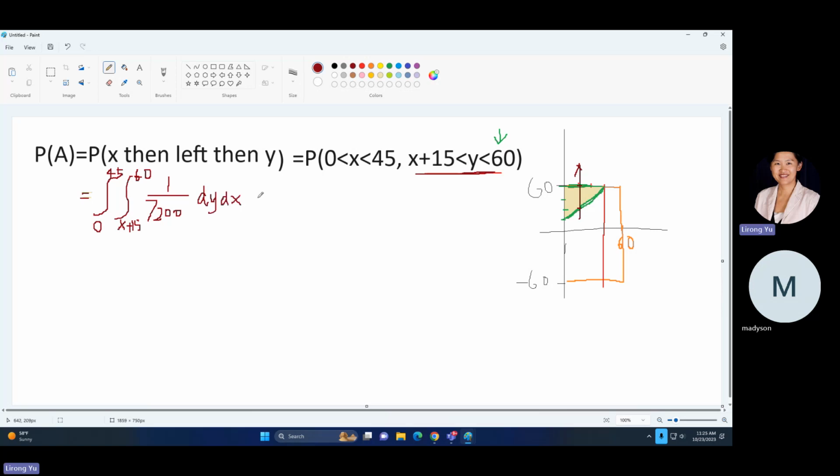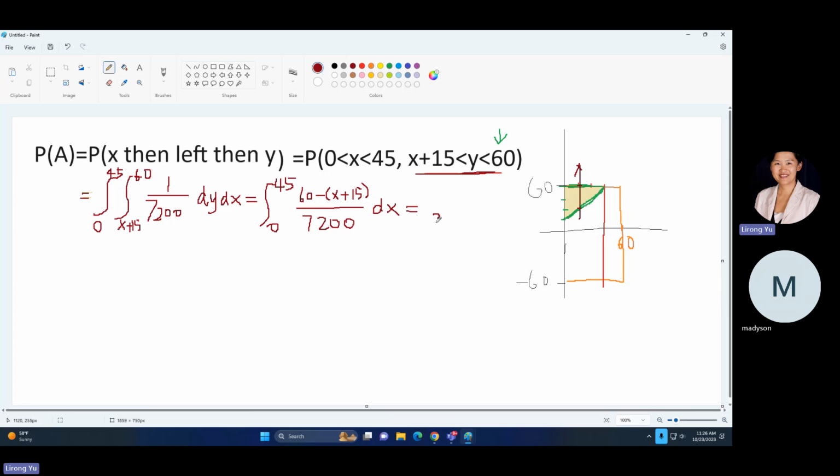So that's this probability. So I calculated it's going to be 0 to 45 of integration, this dy, because it's a number, you bring that number out, it's upper limit minus lower limit, that's your integration value. So it's going to be 60 minus x plus 45. And then dx, just 72. So this one, I actually finished the calculation of it.